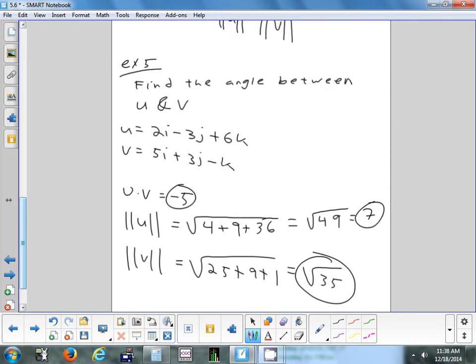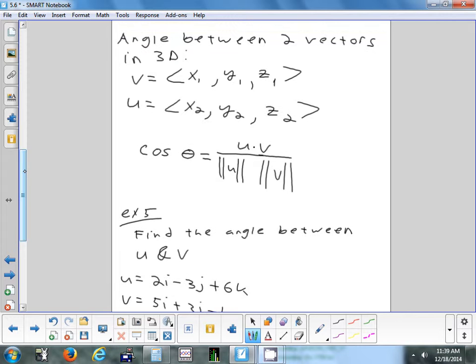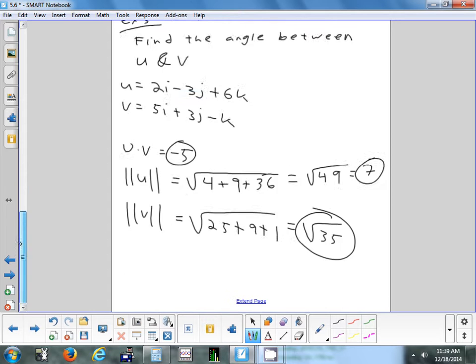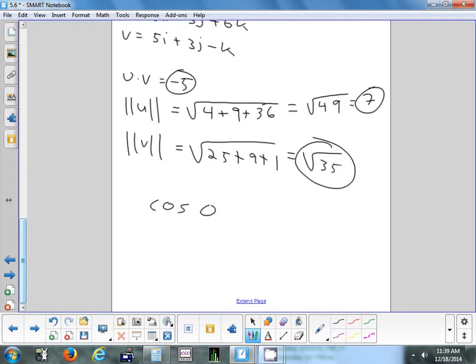Okay, so I've got all 3 pieces of information I need to find the angle. Cosine theta equals the dot product over the product of the magnitudes. If I just wanted to know the cosine of theta, it's right there. You just type that in. But I don't want the cosine of it. I want theta. So how am I going to get rid of cosine? Inverse. Take the inverse cosine of what's on the left and on the right.